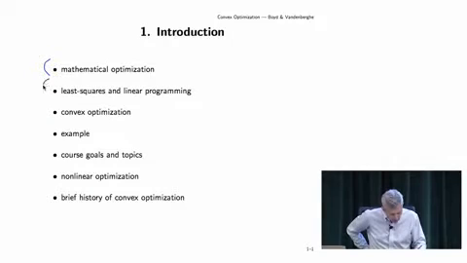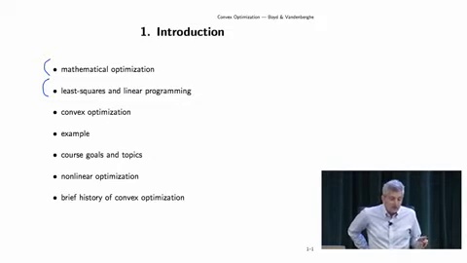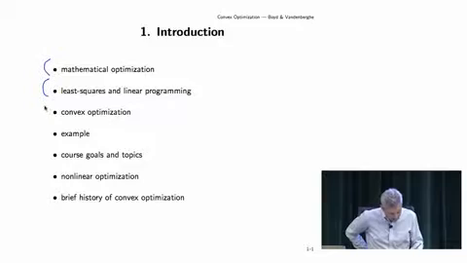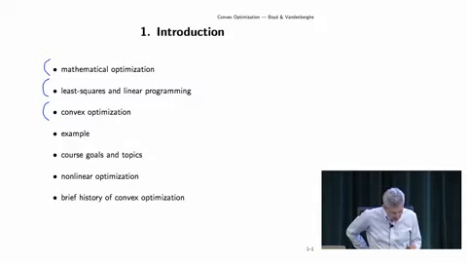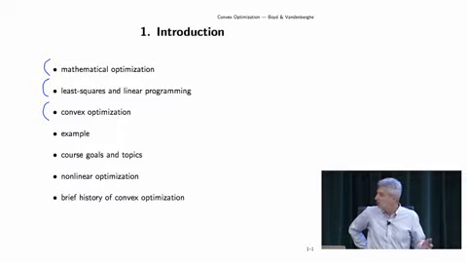I'll move on to least squares and linear programming. These are really the most famous and the most widely applied optimization problems that there are. By the way, they're both convex optimization problems. I'll then say just a little tiny bit about the common parent, which is convex optimization. We'll look at an example, and then I'll have some general comments about what we're going to cover in the course, what the goals are, what the style is, all that kind of stuff.